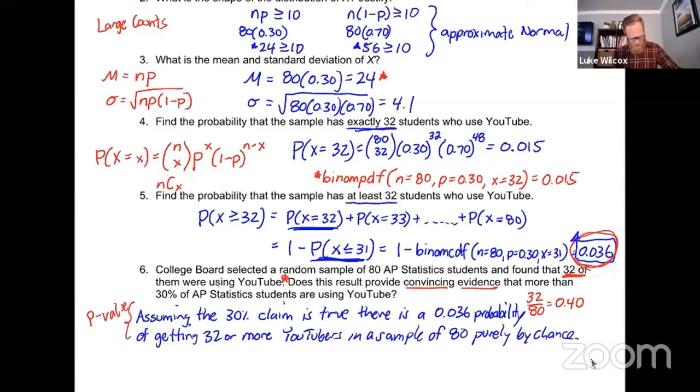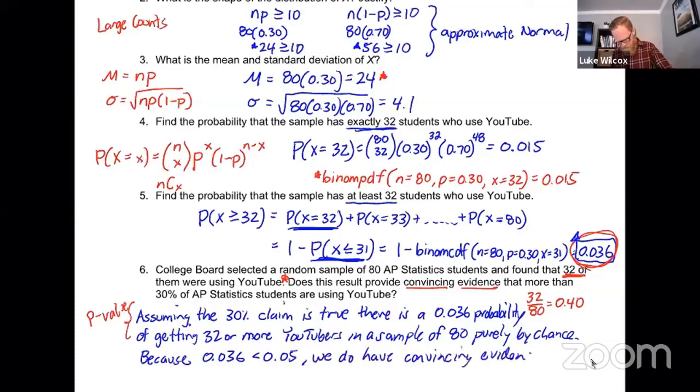So my final conclusion here is going to look similar to a conclusion that you might write for a significance test. I'm going to say, because my p-value is less than my alpha level of 0.05, we do have convincing evidence that more than 30% of AP Stat students are using YouTube.